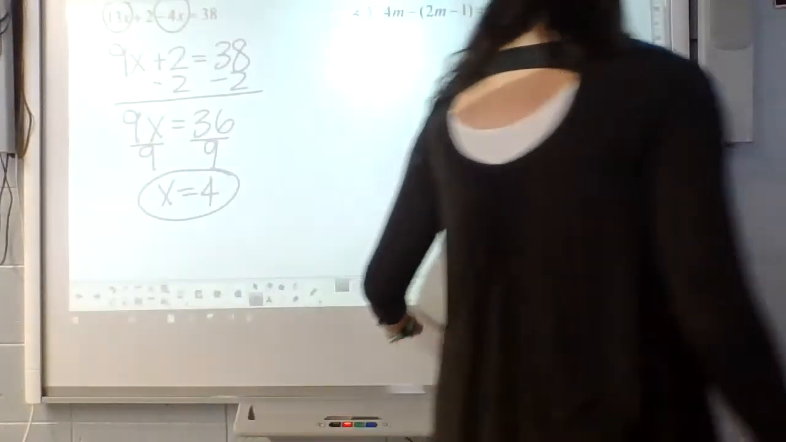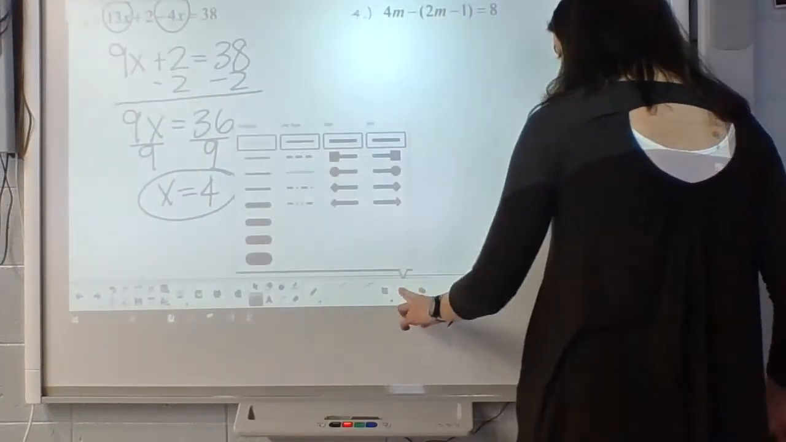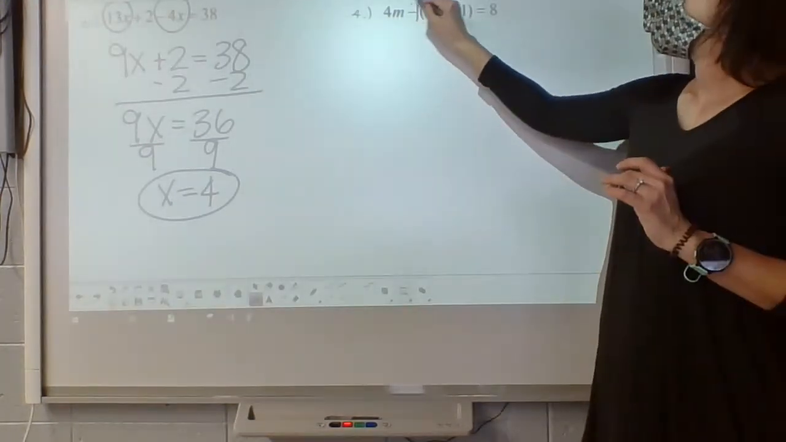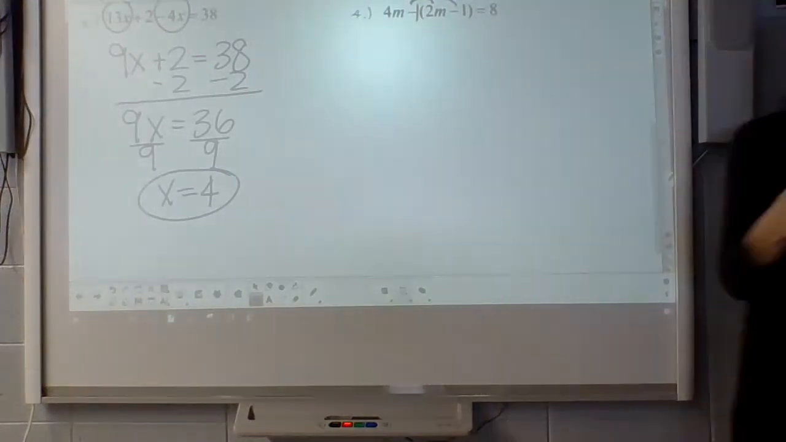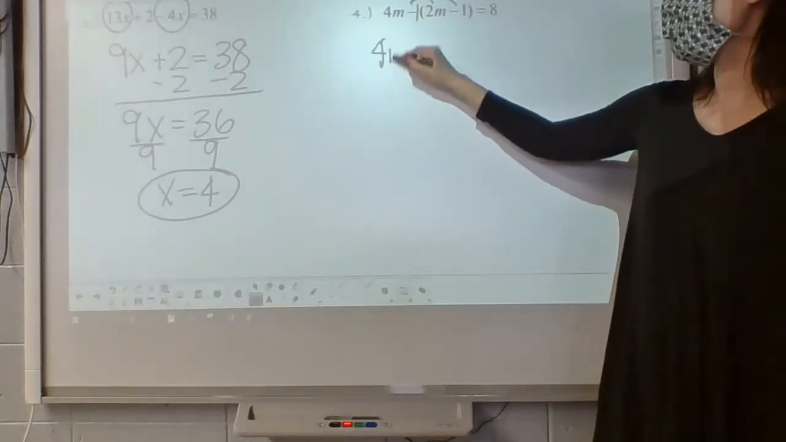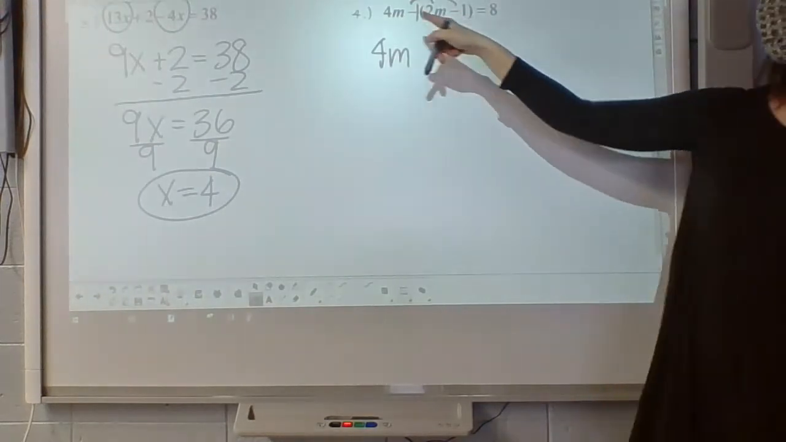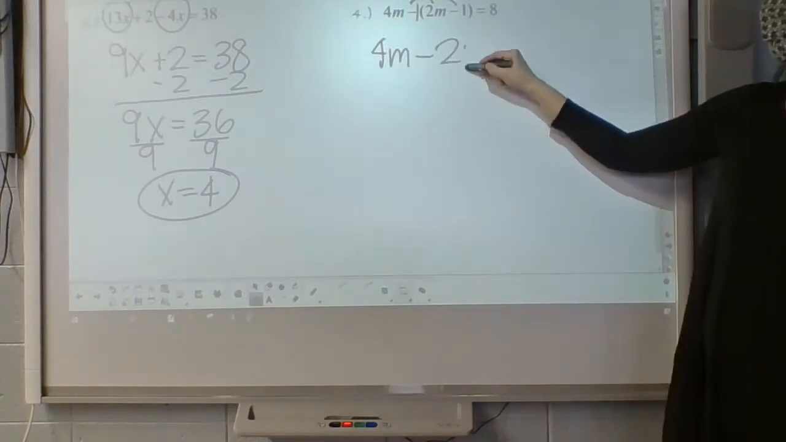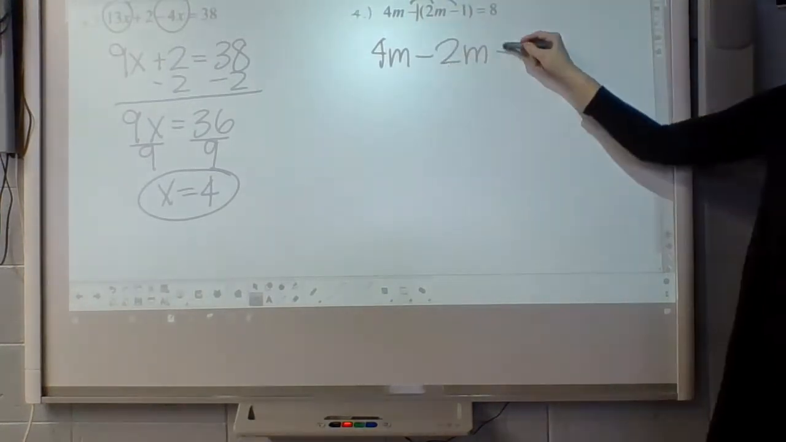In number 4, what's being distributed? The negative 1. Remember that it's like a negative 1 there. That's what's being distributed, that sign in front of that parenthesis. So really all it does is change the signs of what's inside of here. Multiplying by a negative 1 just makes it the opposite sign. So minus 2m and then plus 1.